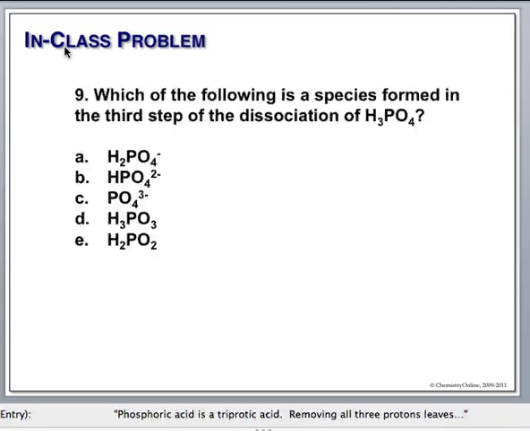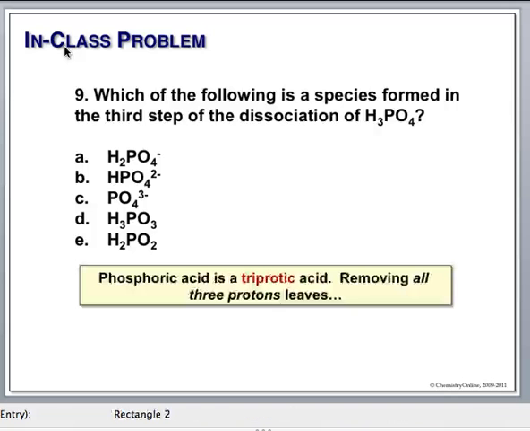Phosphoric acid, we use that in lab. I said it's a triprotic acid, isn't it? Triprotic acid means it's going to lose all of its acidic hydrogens. First one comes off, second one comes off, and the third one. When the third one comes off, what are we left with? If we lose 1, we get dihydrogen phosphate. If we lose 2, we get hydrogen phosphate. If we lose 3, we get phosphate.